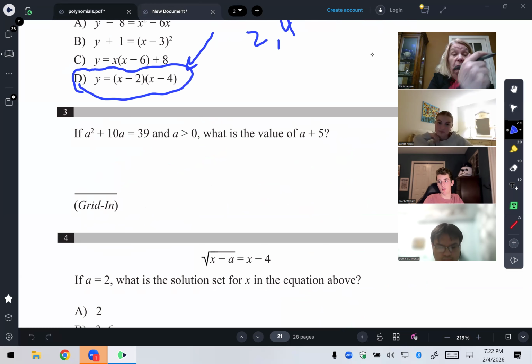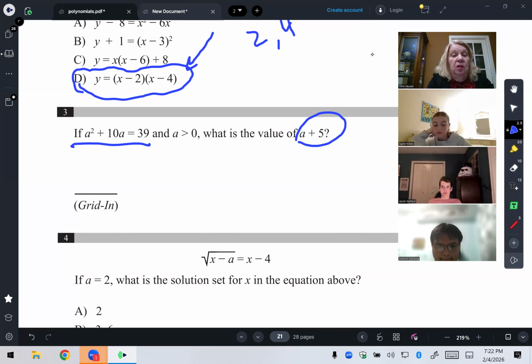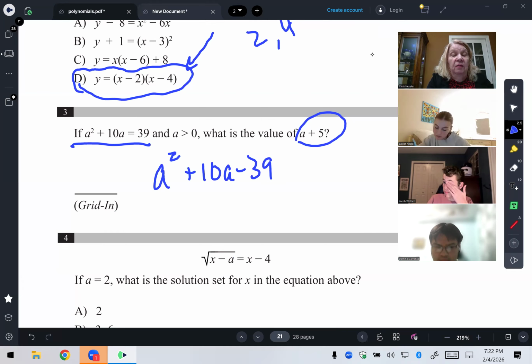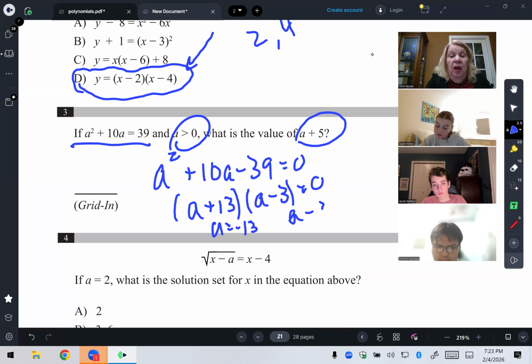Okay, so if we have this, we're trying to get a plus 5. Well, let's just: a squared plus 10a minus 39. I can factor this. That equals 0, right? Oh, yeah, sorry. Okay, so that'll be an a plus 13 and an a minus 3. So a could be negative 13, but a's got to be positive. So a has to be 3, but they weren't even nice because they asked for a plus 5, so you would just put in 8. Good.